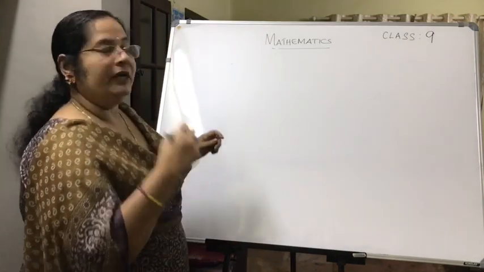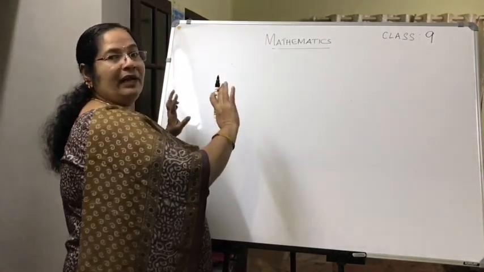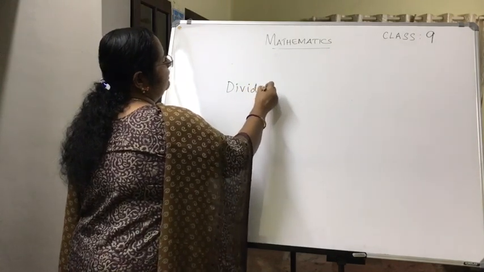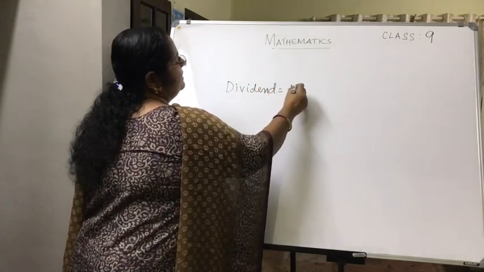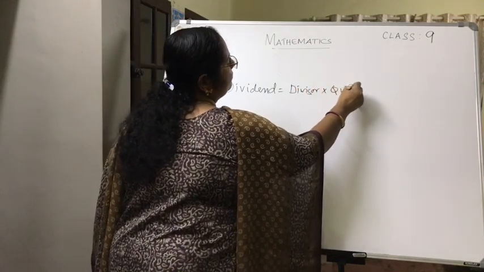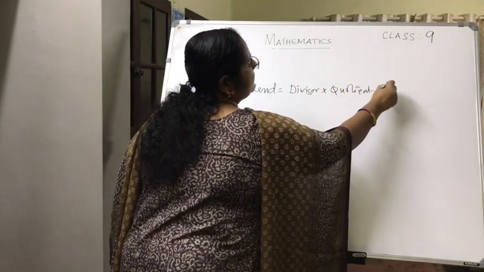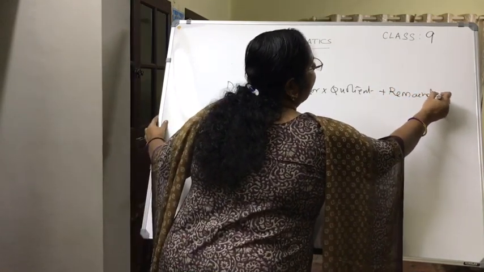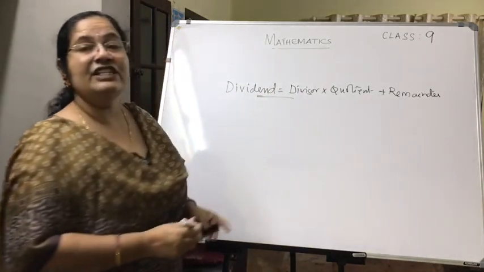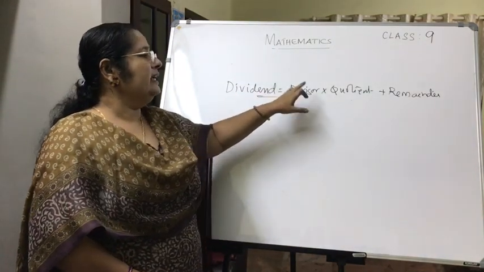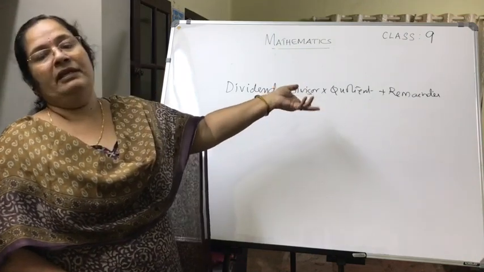You would be doing it with this format, isn't it? That is, dividend equals divisor into quotient plus the remainder. So this is called the division fact. What is the division fact? Dividend equals divisor into quotient plus remainder.